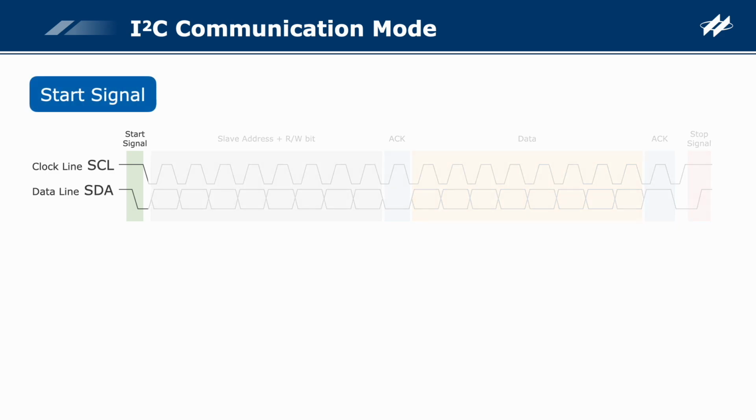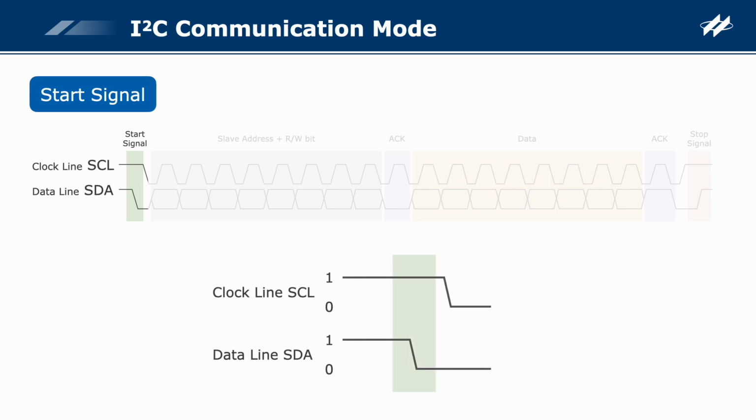All communications on the I²C bus is initiated with a start signal, which is generated by the master on the bus. The start signal refers to that the master on the I²C bus controls the SDA line to change from high to low when the SCL line is high.